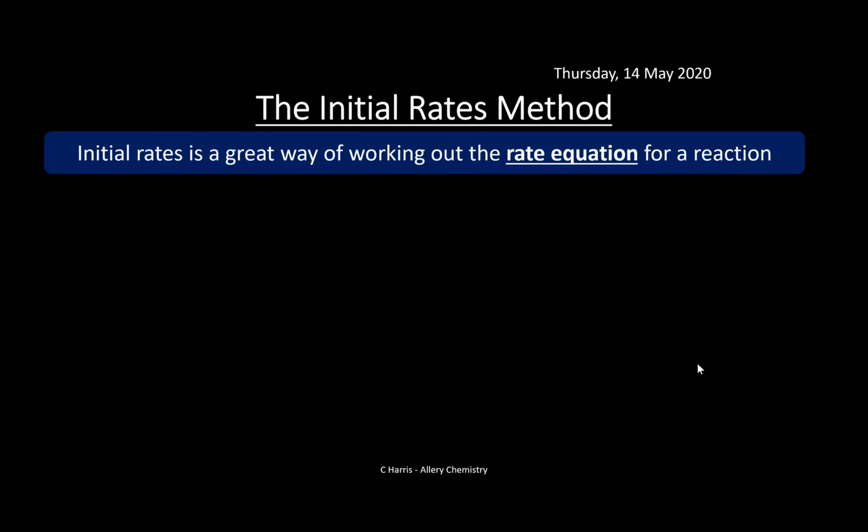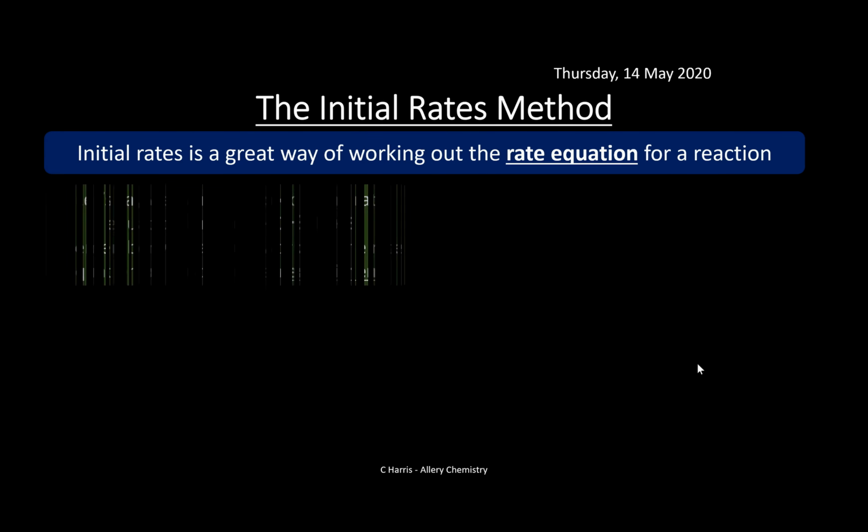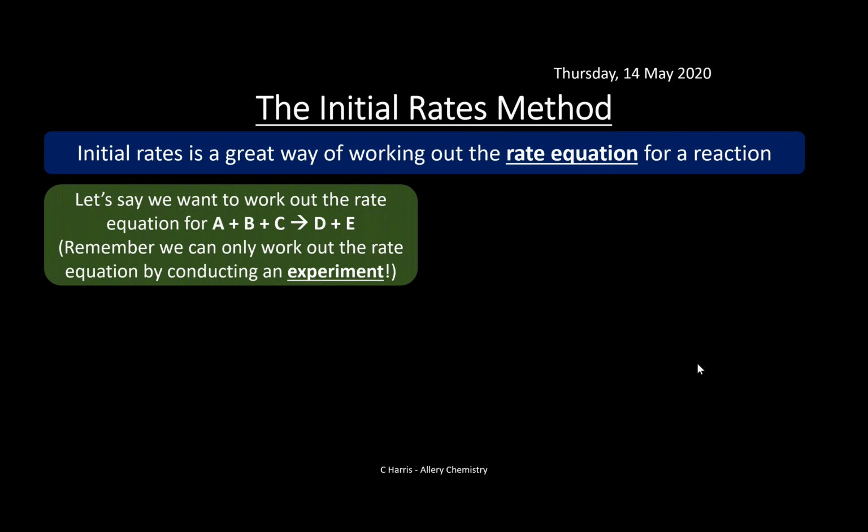Okay, so why do we use initial rates? Well, initial rates are so important because we can work out the rate equation of a reaction using the initial rates method. So let's say we want to work out the rate equation for A plus B plus C will give D plus E. It's a generic equation. Remember, we can only work out the rate equation by conducting an experiment. That's the only way we can do that.